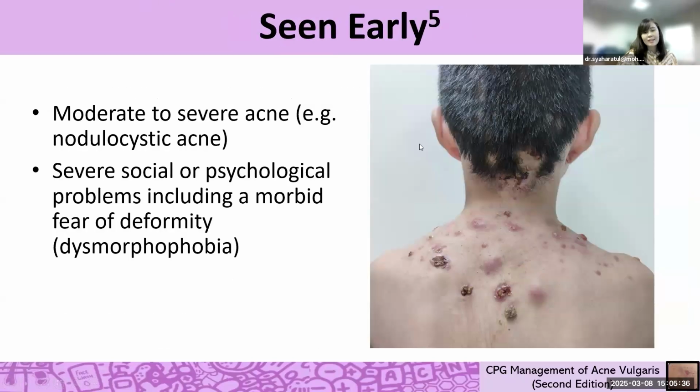Then we have the patients that need to be seen early. So we have the moderate to severe acne, such as those who have nodular cystic acne. So you can see all these big cysts at the back. Okay, so this kind of patient, you can't leave them for a long time. You need to start treatment pretty soon. Otherwise, they would end up having scarring. Or also those patients who have severe social or psychological problems, including those who have morbid fear of deformity, which is also known as dysmorphophobia, body dysmorphic disorder.